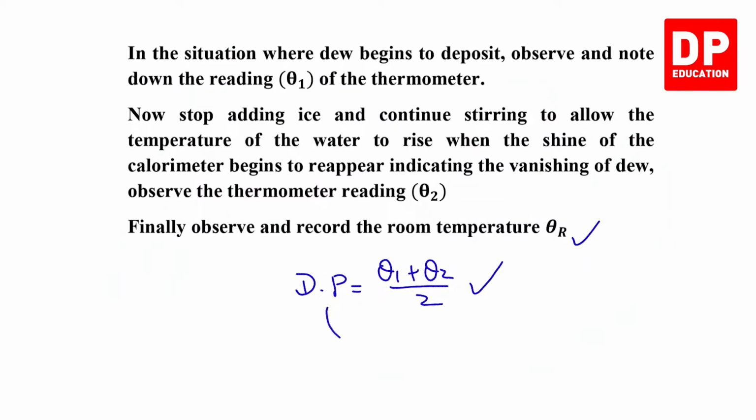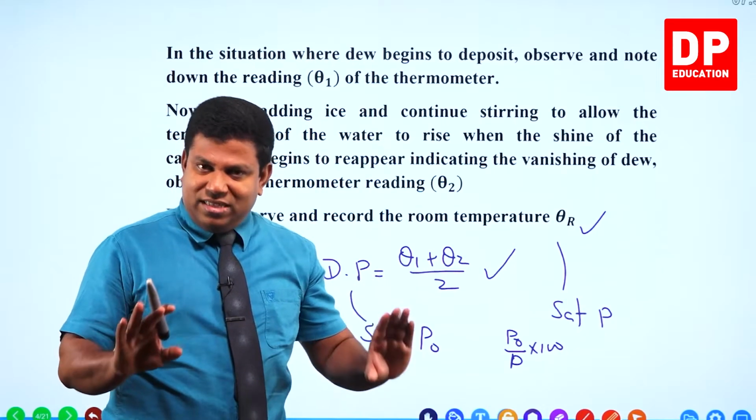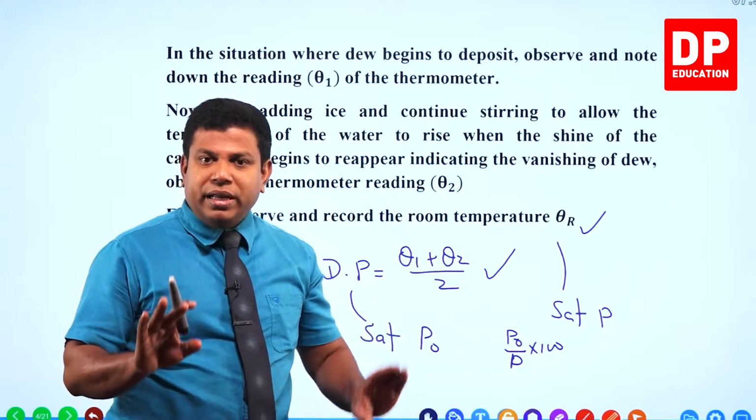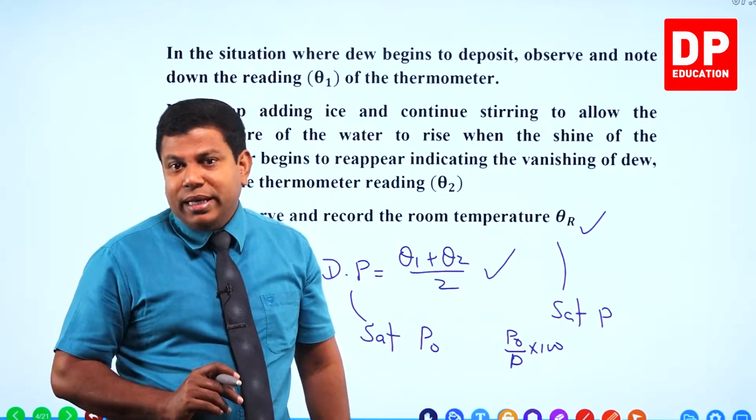For the dew point, you find the saturated vapor pressure. For θr, you find the saturated vapor pressure. Let it be P0 and P. Then P0 by P into 100 is going to give us the relative humidity, right? So that's a very simple experiment.